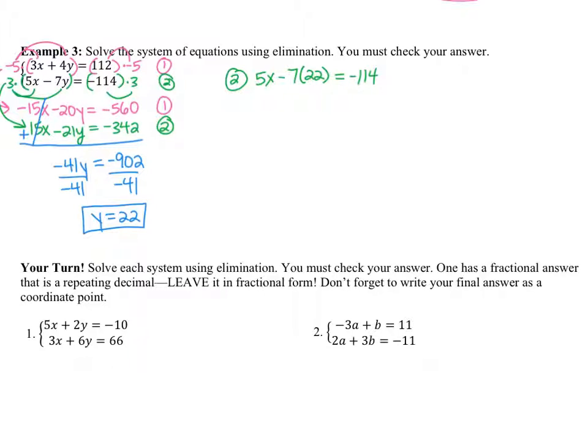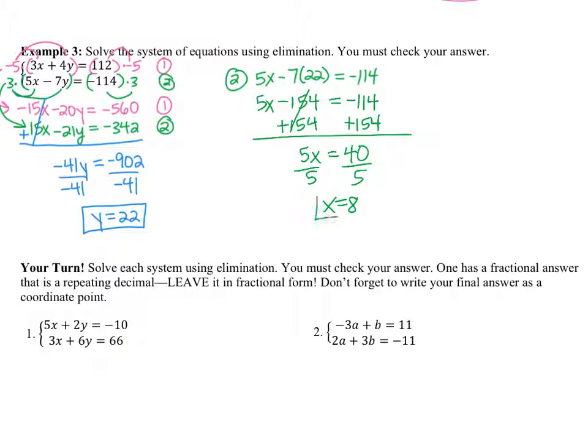So we need to do 7 times 22, which is 154. So it's minus 154. 5x minus 154 is equal to negative 114. We're going to add 154 to both sides. So that zeroes out on this side, leaving us with 5x equals, and then negative 114 plus 154 is 40. Divide each side by 5, and x is equal to 8.